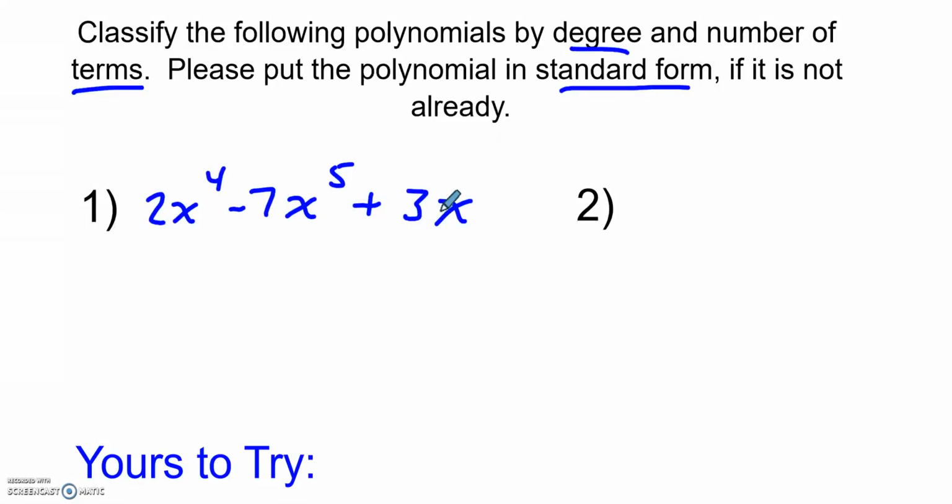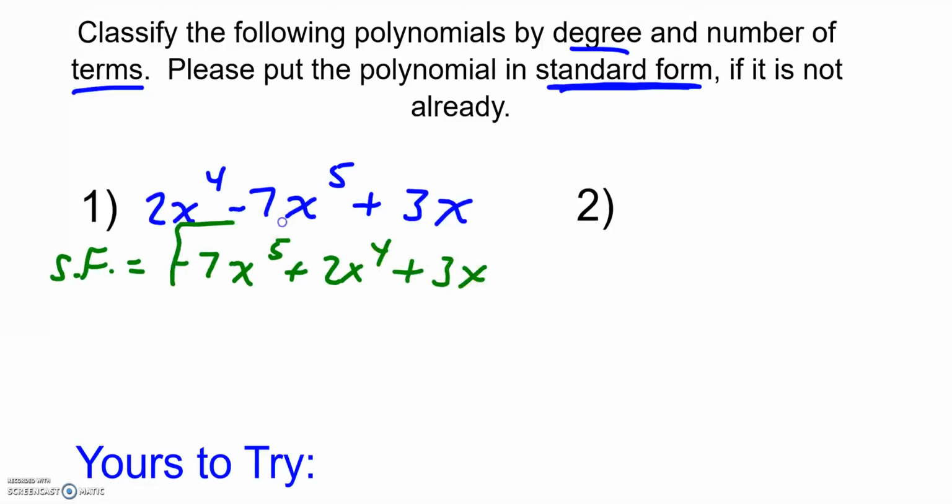So first, this is not in standard form. And what standard form means is your highest power or highest exponent down to the lowest one possible. So my answer here in standard form would be negative 7x to the 5th first, because that's the highest power, and then positive 2x to the 4th, and then positive 3. So this would be your answer in standard form.